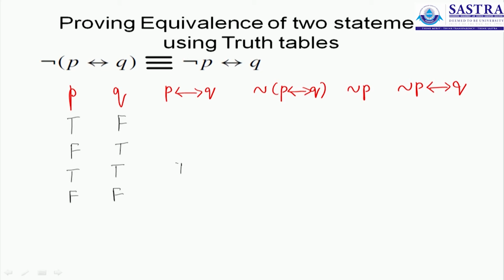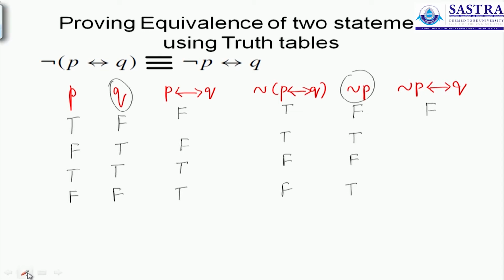Biconditional, so only rows 3 and 4 are true, rows 1 and 2 are false. You negate them, so you flip the answers. Next, you flip the answers of P, and then you do a biconditional between columns 2 and 5. 2 and 5 are identical only in row number 1 and row number 2.